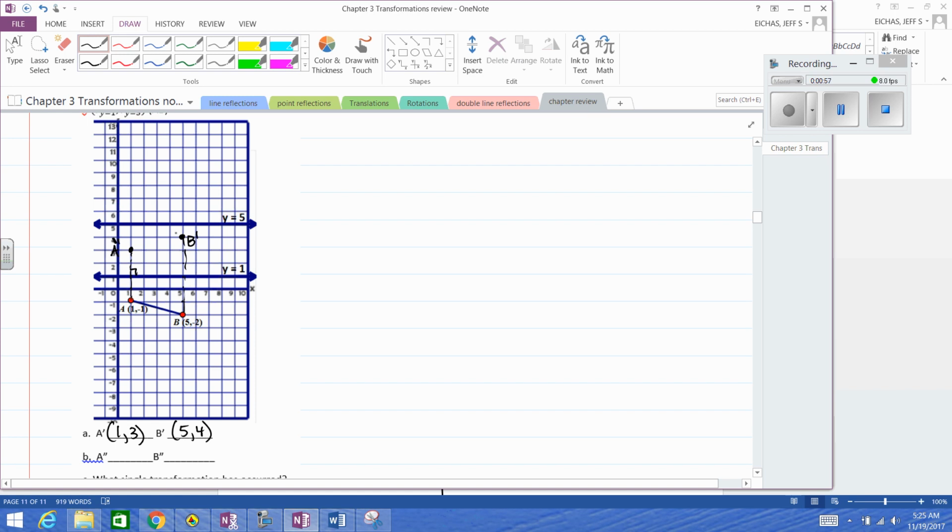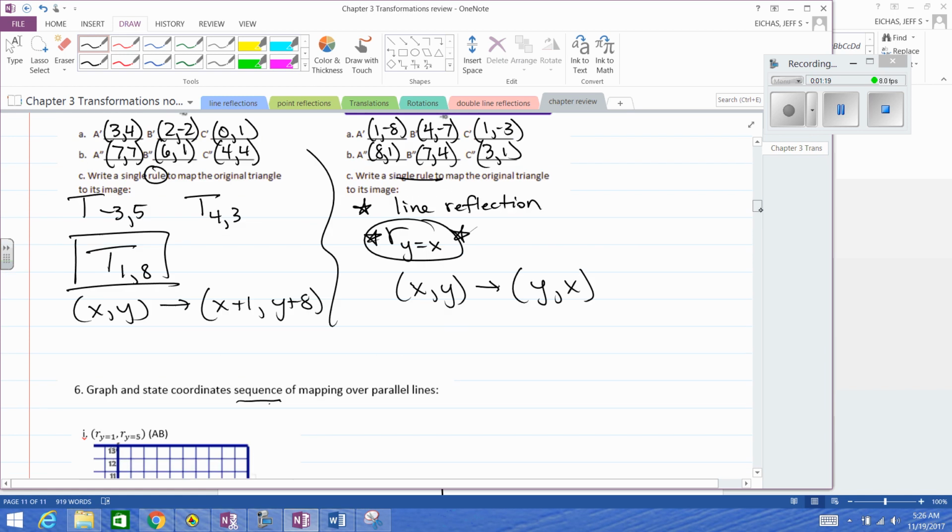Then we're going to do the next line reflection for a double prime. The sequence says go from the image and continue. Don't go back to the pre-image. So from A prime, it's 2 away from y equals 5. And then go another 2, and there's A double prime.